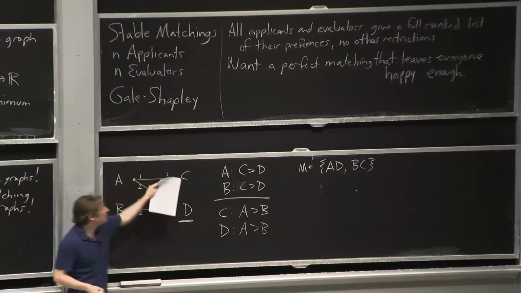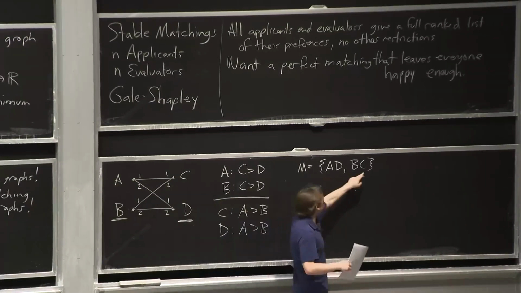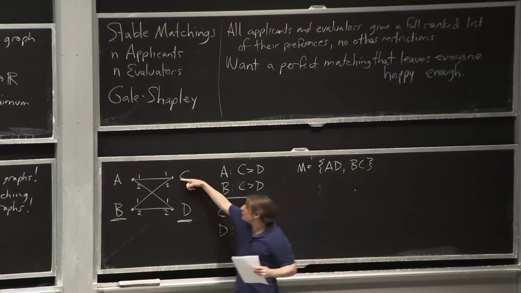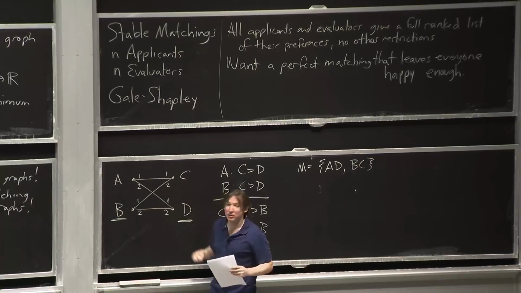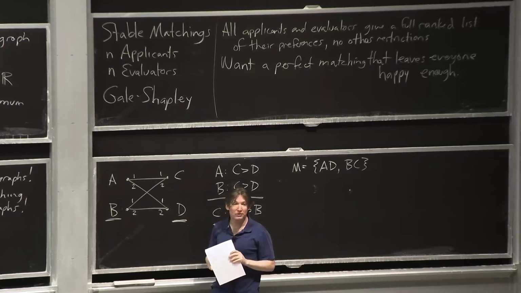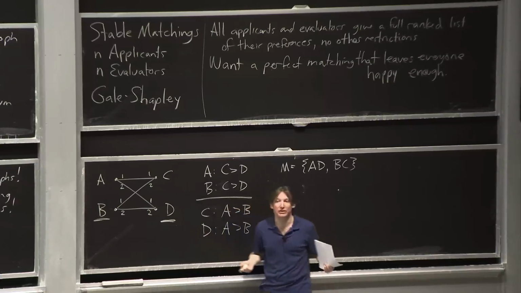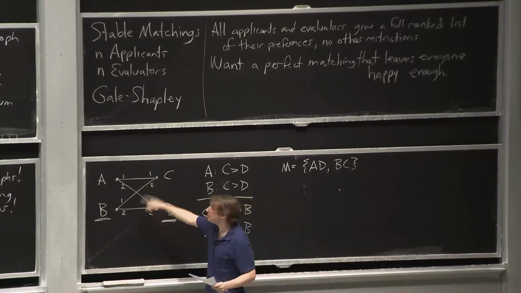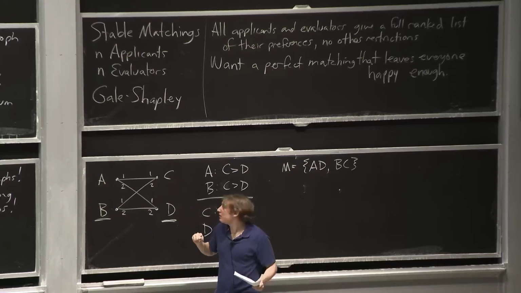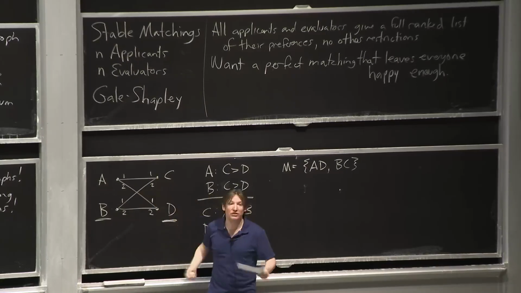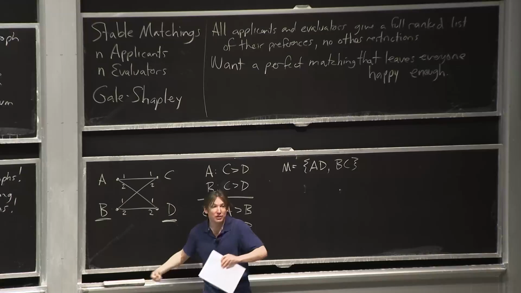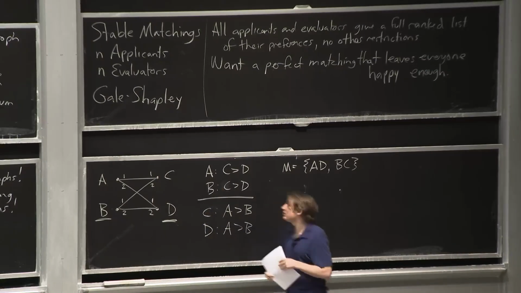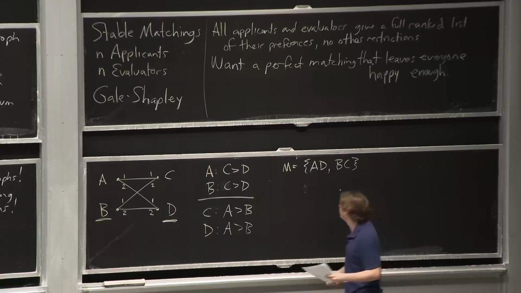But what about A and C? A and C are not paired together, but they each prefer each other over their assigned partners. So if you think of this as like a dating scenario, if we try to say that A and D are paired and B and C are paired, then what's going to happen is that A and C are going to run away with each other because they each prefer to be with each other than their assigned partner. We call that a rogue pair.